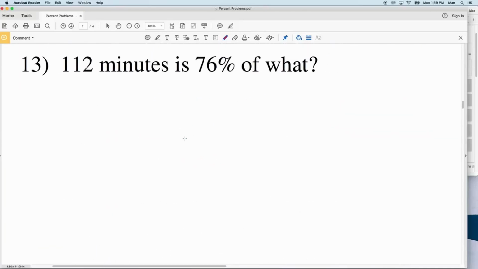Number 13, 112 minutes is 76% of some number. So converting to a decimal, 76 over 100 is 0.76, and we're asking 76% of some number, so let's call that number x, is 112 minutes. So you see now the variable is multiplied to the percentage, because remember, that's our of. So of some number, so 76% of some number is 112 minutes.